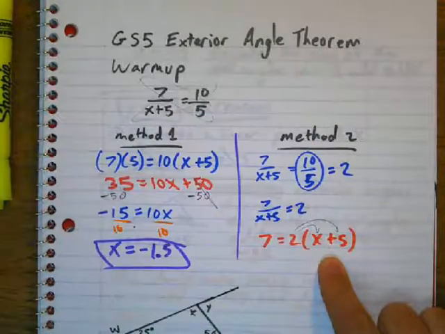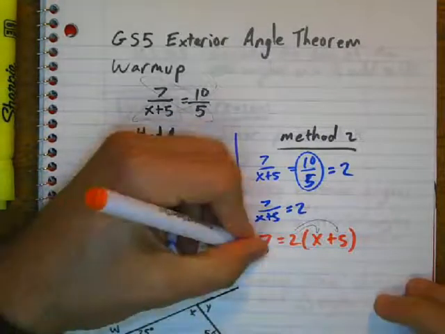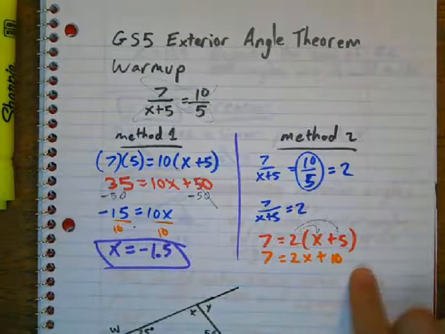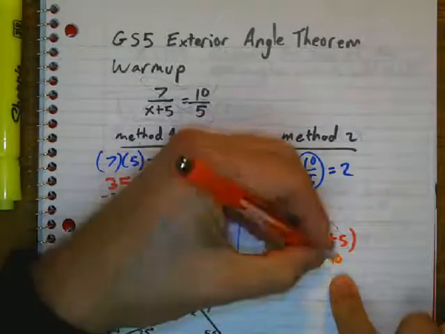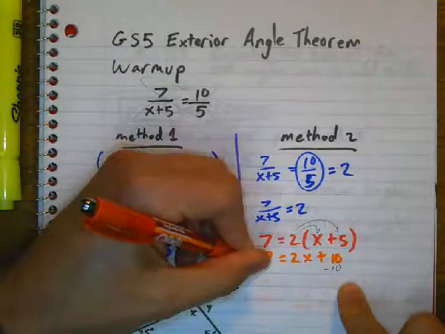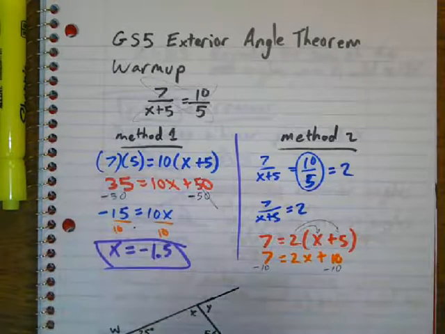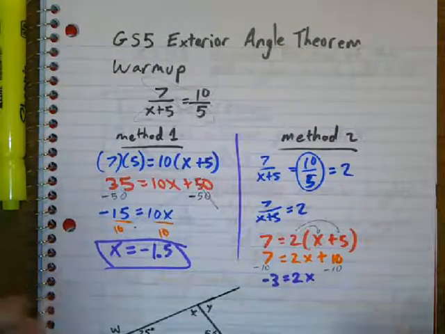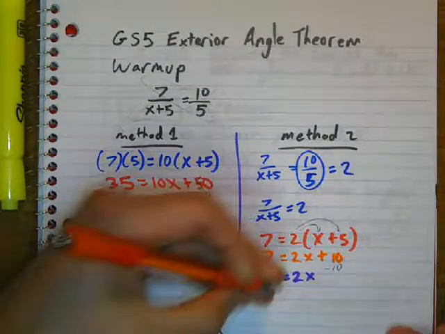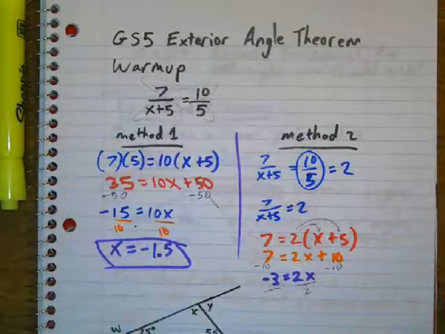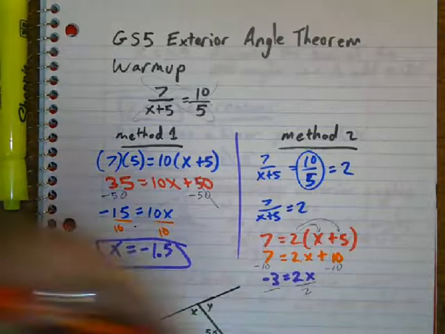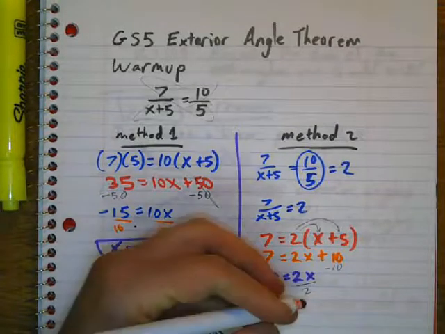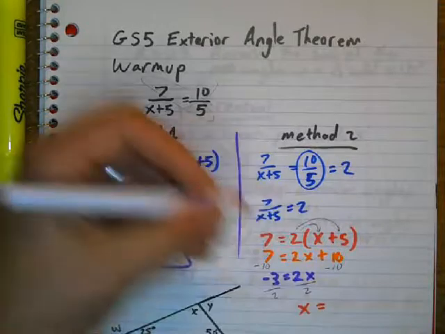And then I've got 7 equals 2x plus 10. Okay, subtract 10 on both sides. And then we get negative 3 equals 2x, and then divide both sides by 2, and we get the same answer: x equals negative 1.5.